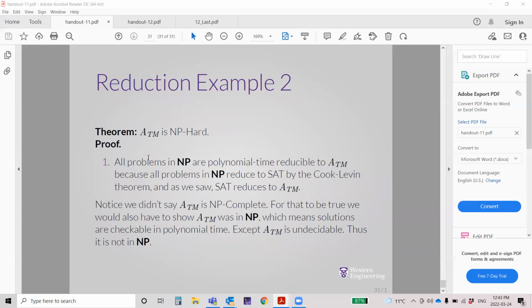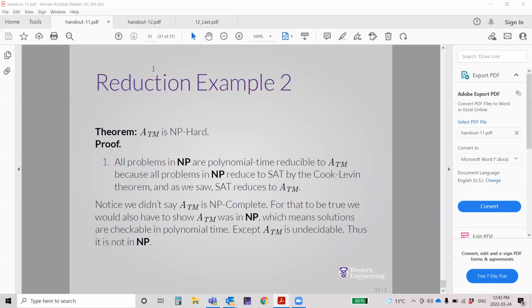For that to be true, we would also have to show ATM was in NP, which means solutions are checkable in polynomial time, except ATM is undecidable. Thus, it is not in NP because it's undecidable.